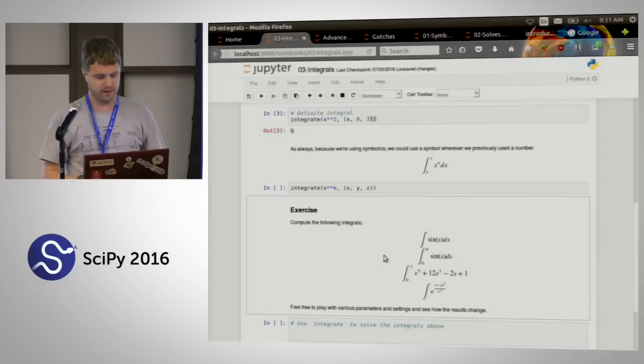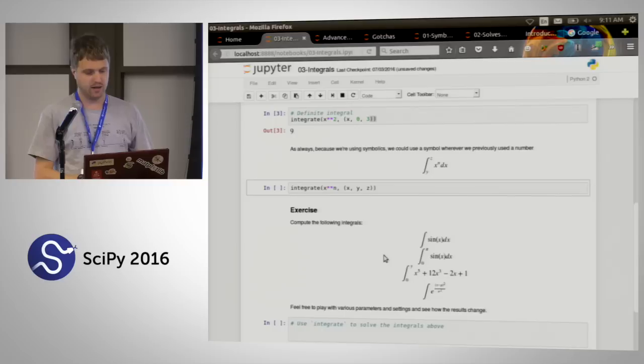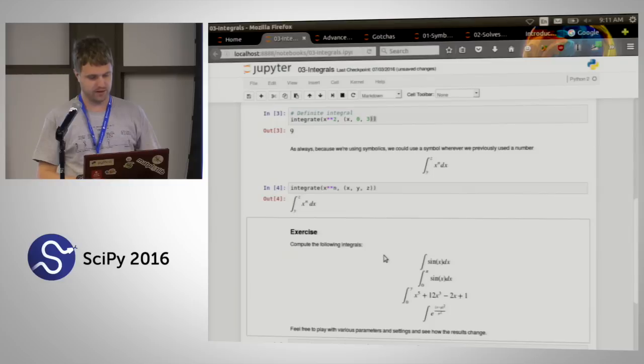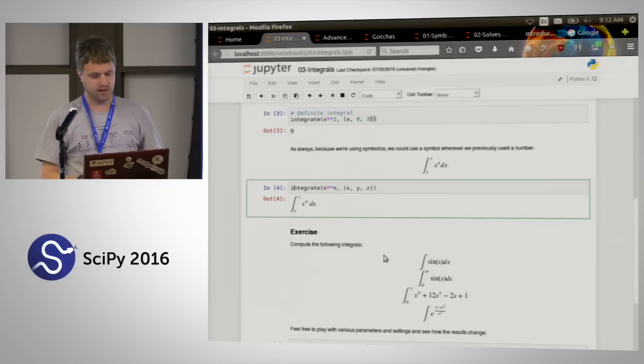Okay, and then finally, we can do symbolic integrals. If you do an integral like this one, I'm not sure why this one doesn't evaluate, but if you do an integral that it doesn't know how to do, you're just going to get an integral back.